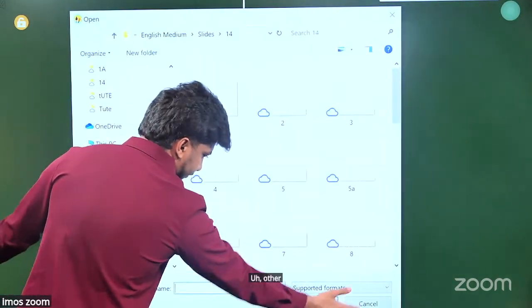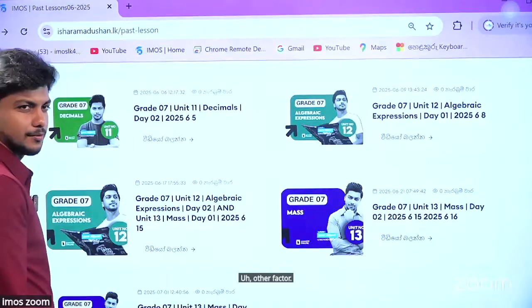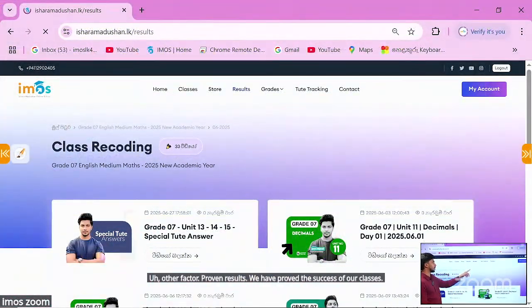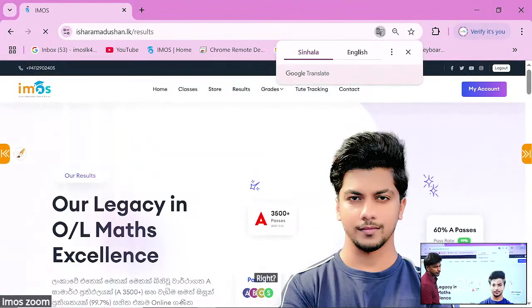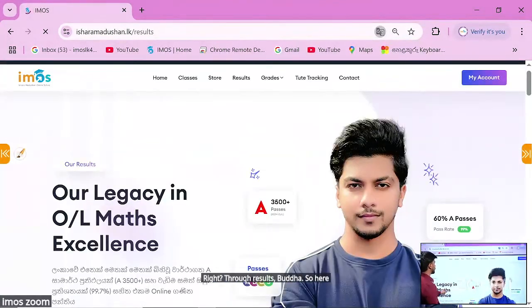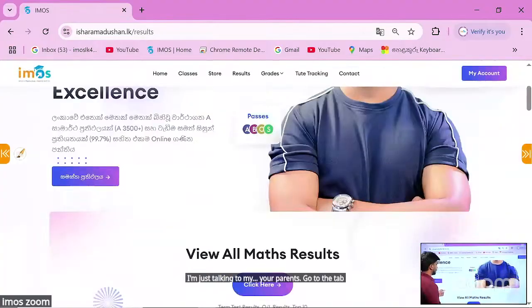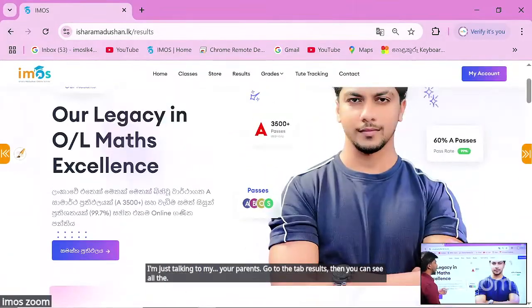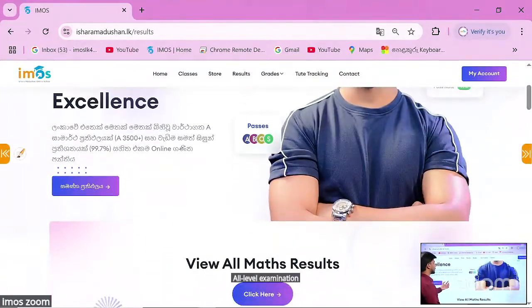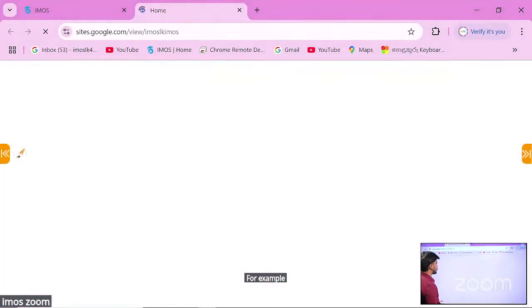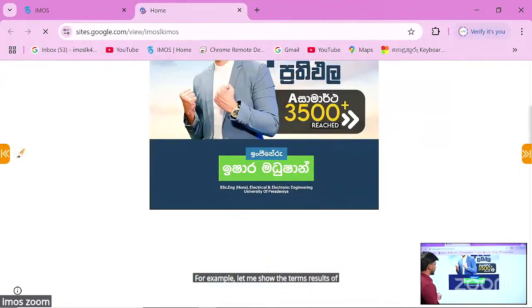Other factor: proven results. We have proved the success of our classes through results. So here, go to charamadushan.lk after the class. I'm just talking to your parents. Go to the results tab. Then you can see all the A-level examination results of the past years and also the term test results. For example, let me show the term test results of our students.